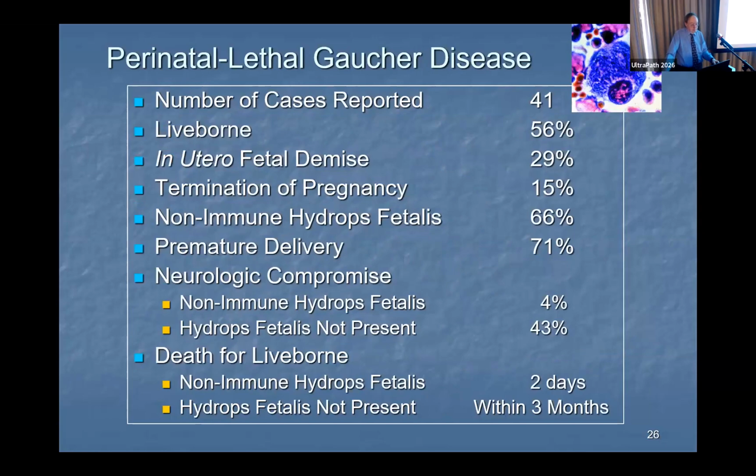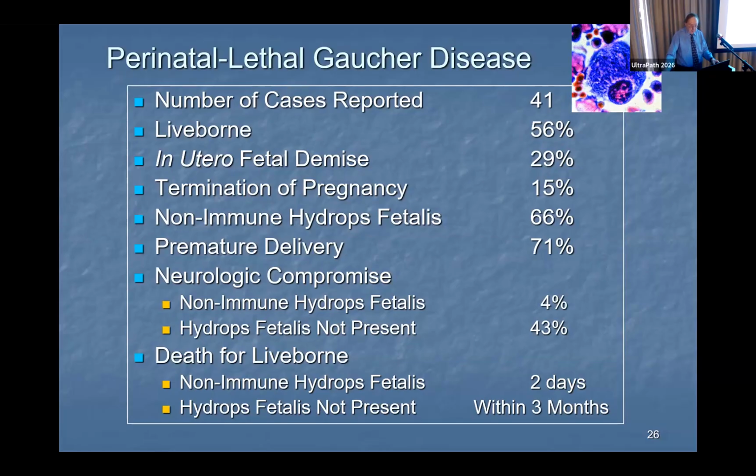So in perinatal lethal Gaucher's disease, the number of reported cases is 41. And as you know, people don't report individual cases so much anymore, so there are many more than that out there that actually do occur, such as our case. Our case has not been reported either. You can see that half of them or so are live-born. You have fetal demise in a fairly significant percentage. And of course, termination of pregnancy is offered oftentimes for suspected storage disease such as this.